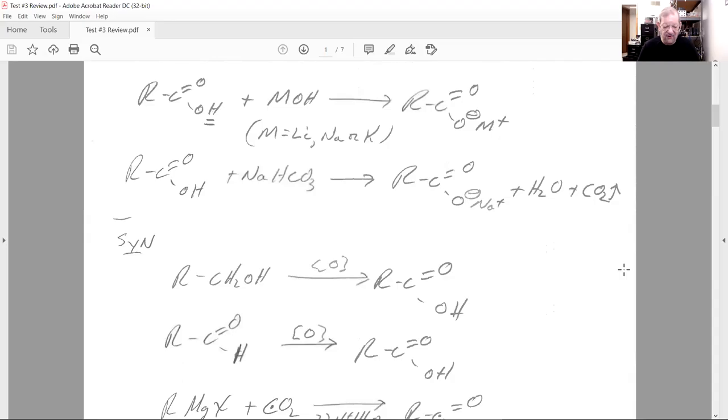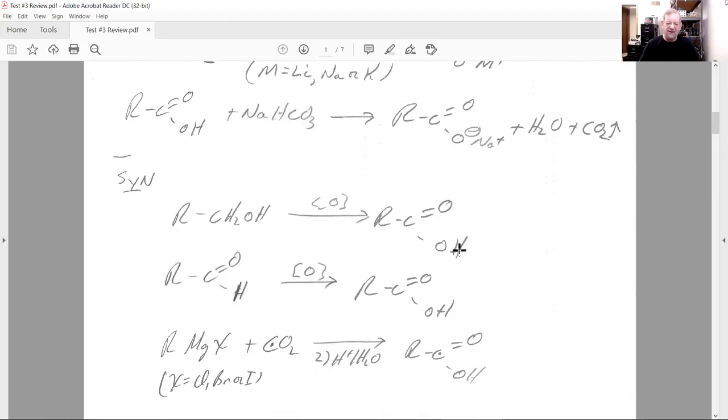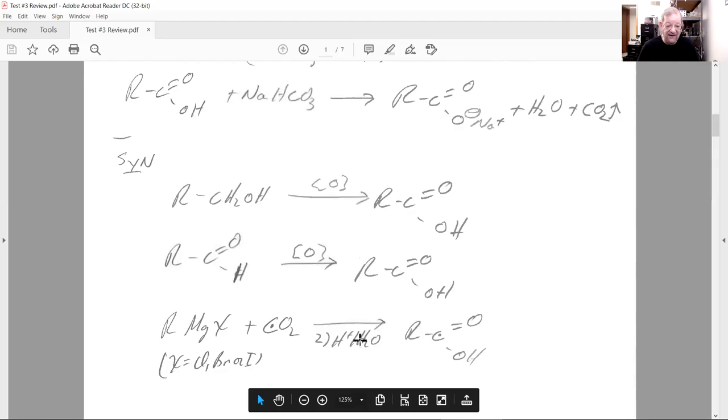You take a primary alcohol and oxidize it, you get a carboxylic acid. If you take an aldehyde and oxidize it, same thing, you get a carboxylic acid. Now, a really cool way of making a carboxylic acid is taking a Grignard, RMgX, where X is chlorine, bromine, or iodine, and reacting with carbon dioxide.